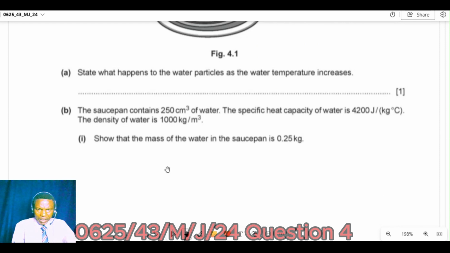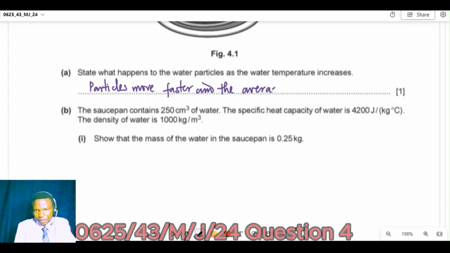The particles move faster and the average kinetic energy of the particles increases. So particles move faster and the average kinetic energy increases.